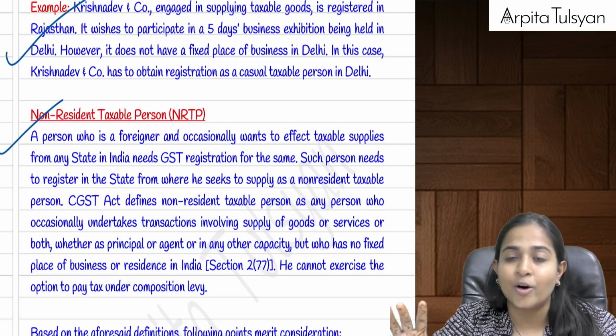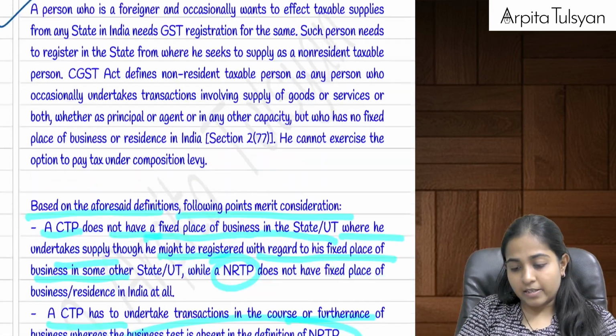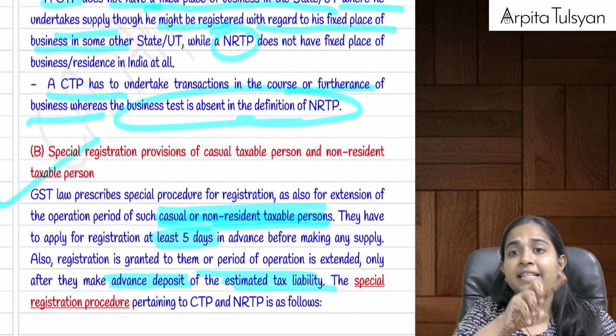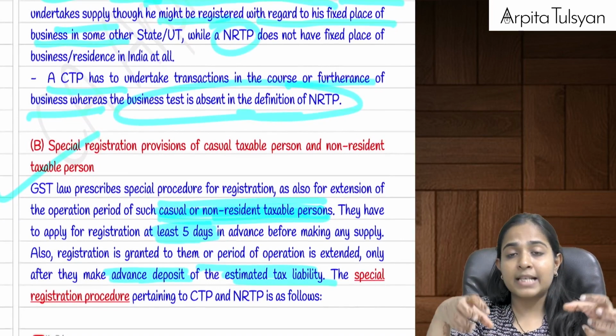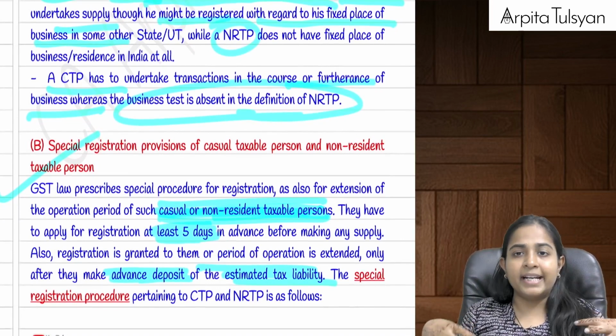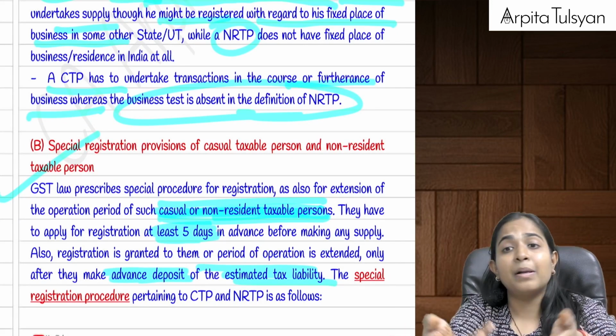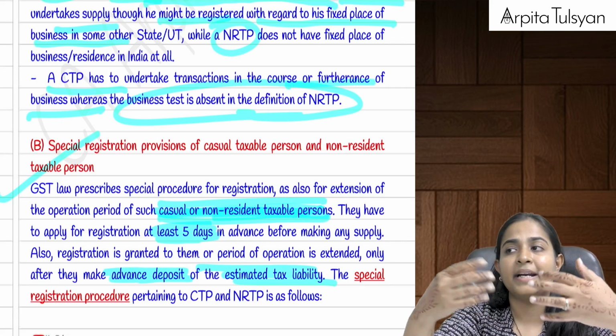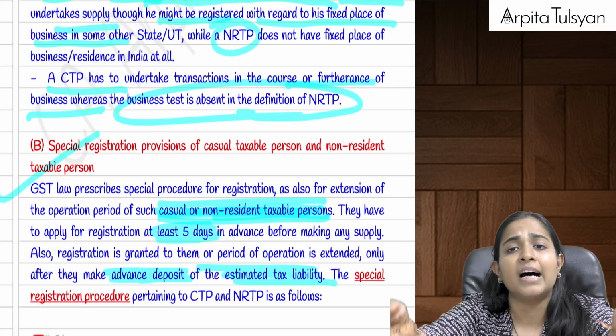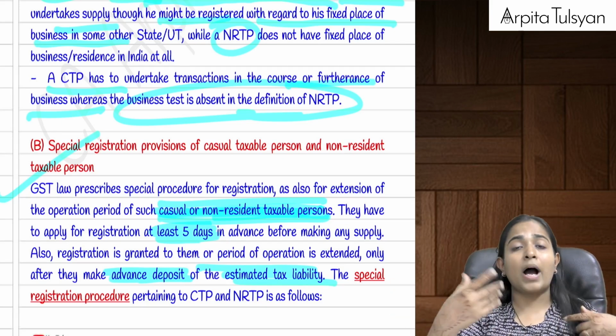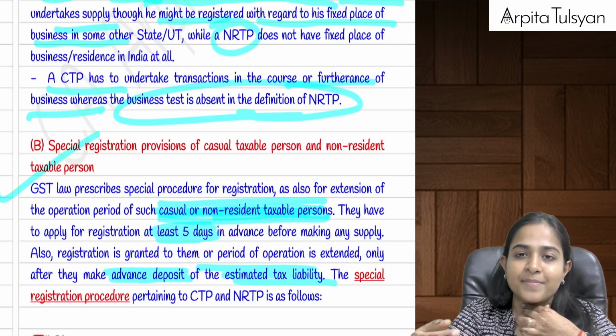Okay, whether or not in course or furtherance of business. So the major difference between CTP and NRTP: CTP was having a fixed place of business in one of the states, but he is not having a fixed place of business in that other state. Example, a business exhibition: I want to go and participate in a business exhibition, let's say for 10 days in the other state. So I'm supplying the goods from such other state.